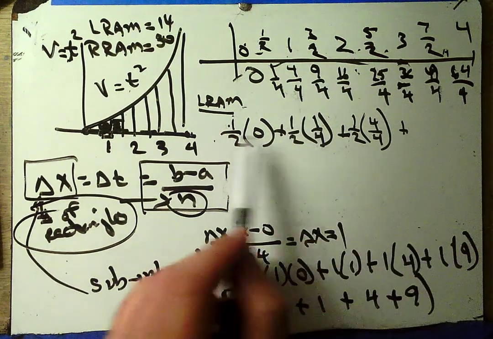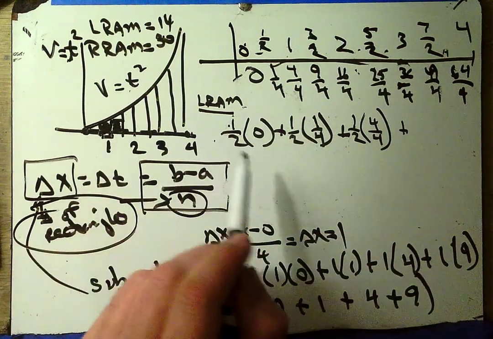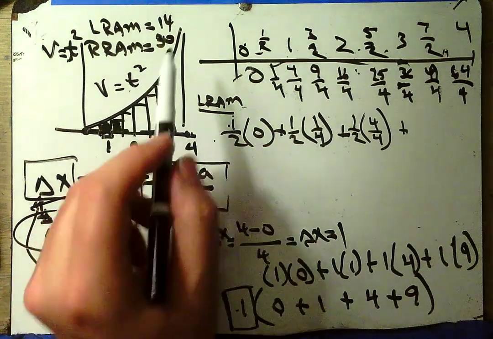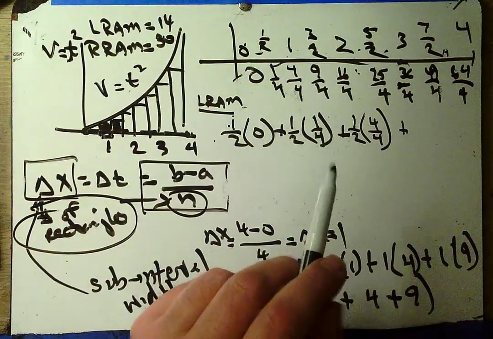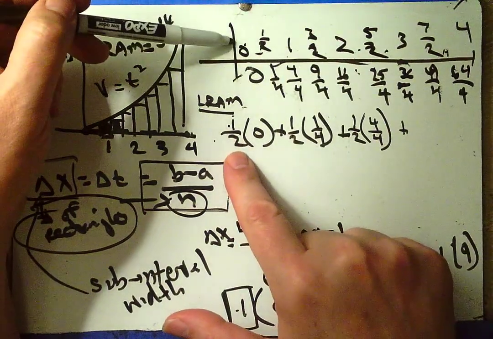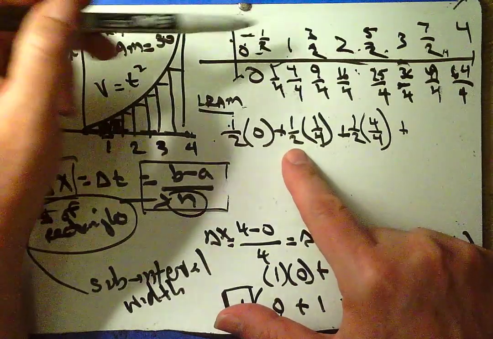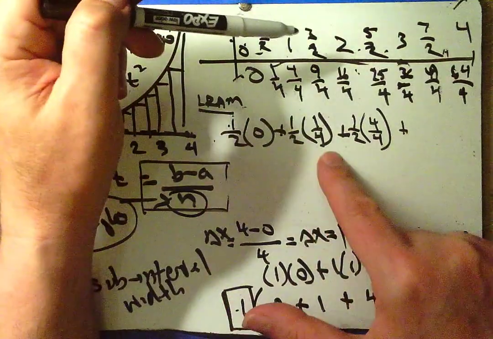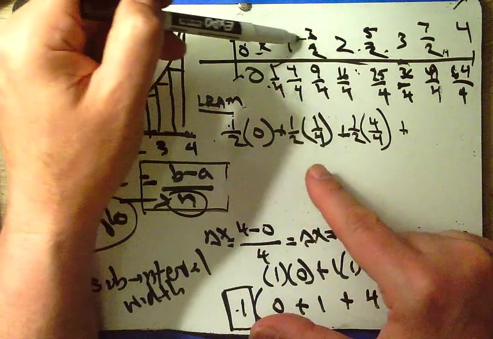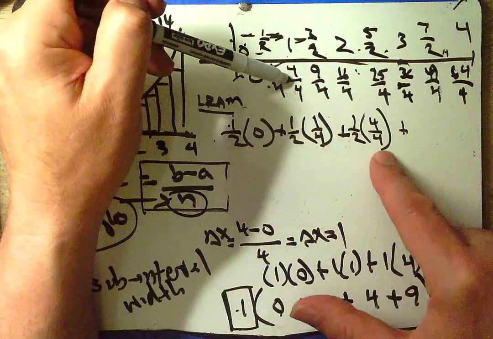Okay, how many of these will I have? That's right, I'm going to have 8 of these, 1 for each of those rectangles. So I'm finding the area of these rectangles. And what I notice here is I'm doing the subinterval width times that number, and the subinterval width times that number, and the subinterval width times that number, and the subinterval width times that number.